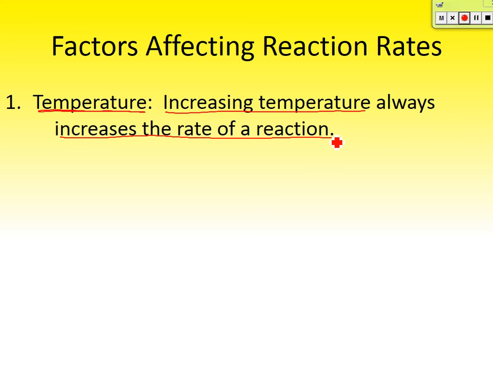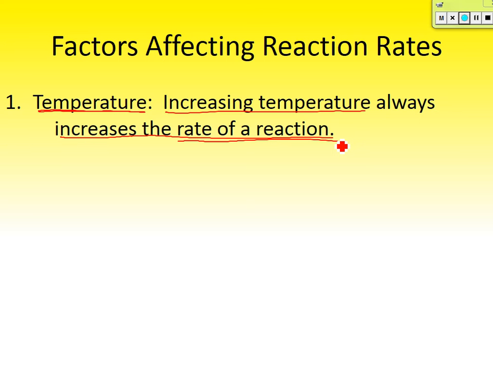Now let's think about that for a second. What happens to the speed of molecules as you increase the temperature? Hopefully you're thinking to yourself, well, if you increase the temperature, those molecules move faster. And if they move faster, will they collide more often? Yeah, they're moving faster. There's more chance that they're going to collide, and in a correct orientation and with sufficient energy to overcome the activation energy. So they're going to hit more often and they're going to hit harder, so there's going to be a faster rate of reaction. So increased temperature increases the rate.